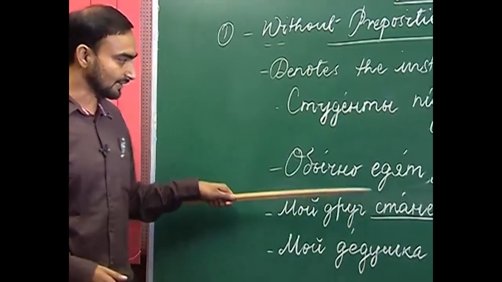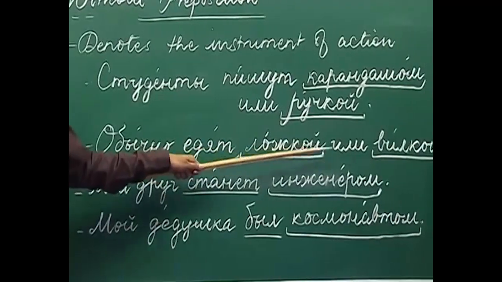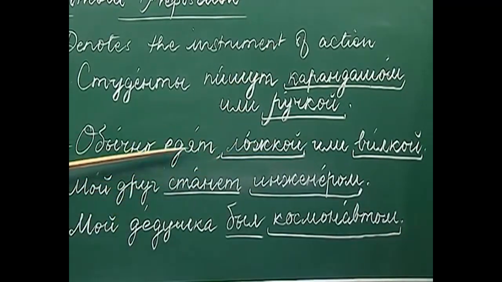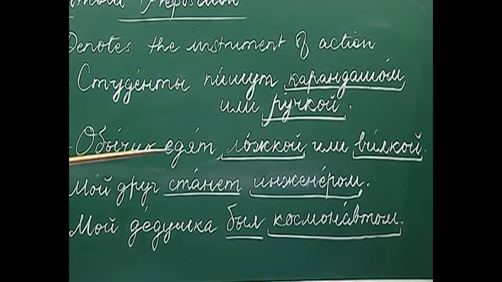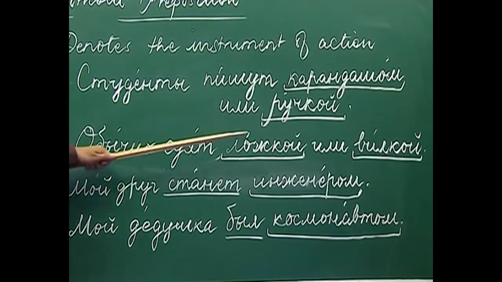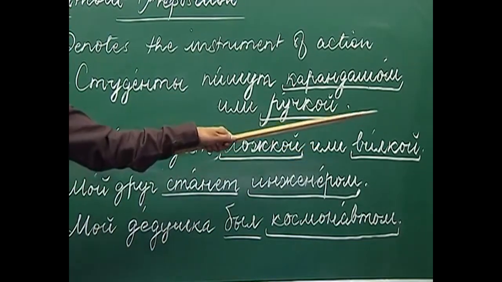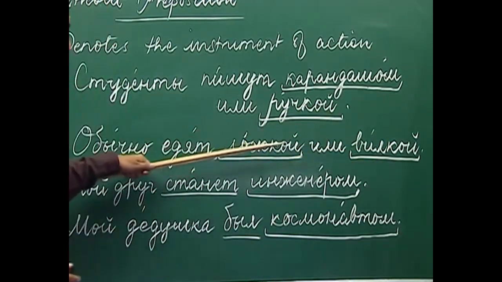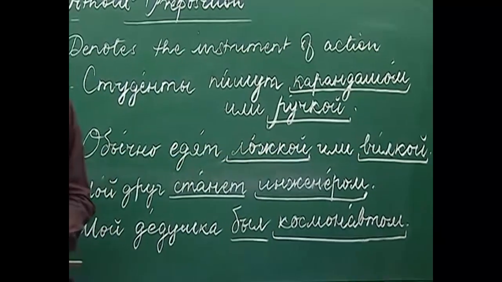The next example I have written here is Обычно едят ложкой или вилкой. Едят is from the verb to have or to eat. Usually one eats with a spoon or a fork. So, spoon and fork are again the instruments of the action, which is to eat.